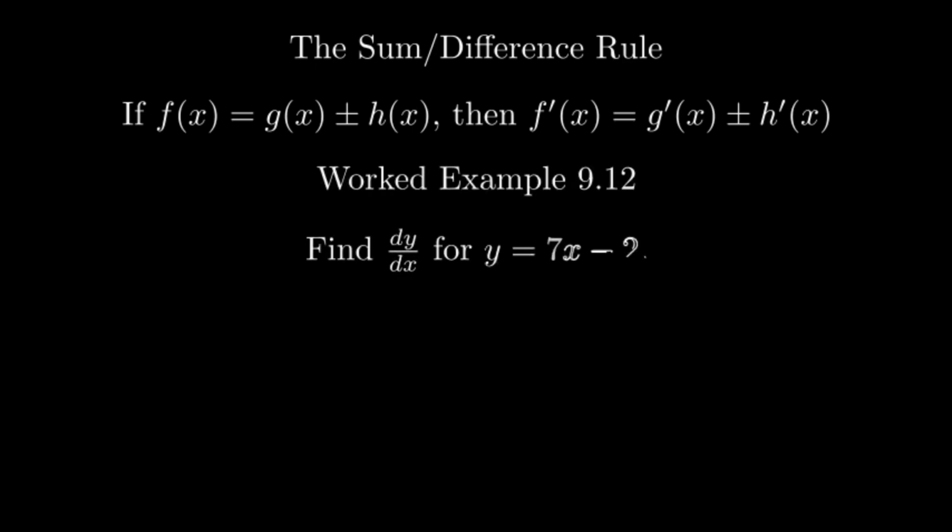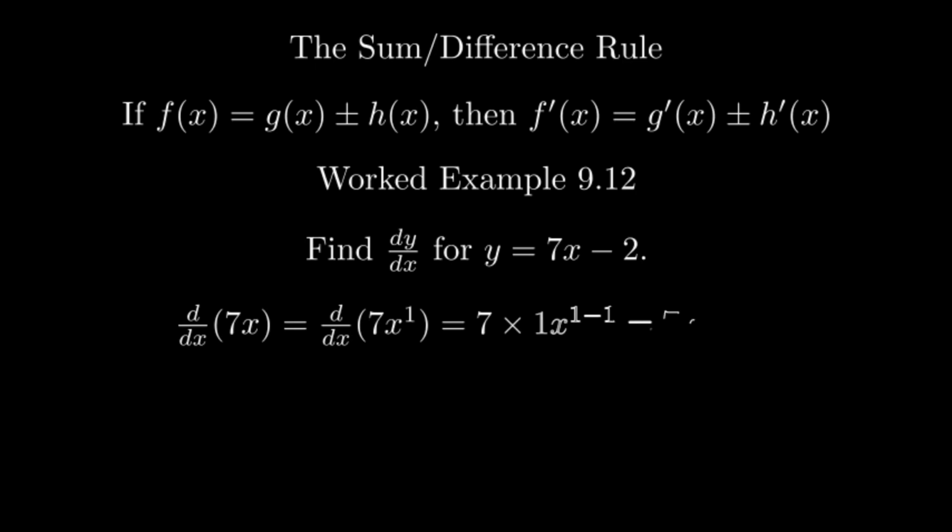Let's see this with worked example 9.12. Find the derivative of y equals 7x minus 2. We'll differentiate each term separately. Let's start with 7x. Remember that 7x is the same as 7x to the power of 1. Applying our rule, the derivative is 7 times 1 times x to the power of 1 minus 1. That's 7x to the power of 0. Since anything to the power of 0 is 1, the derivative is just 7.